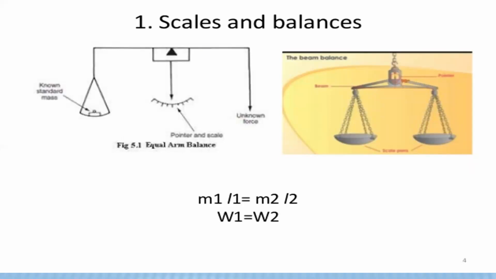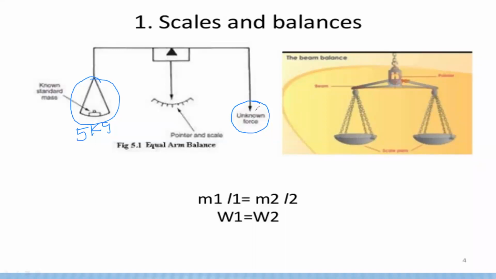Force or weight is indicated by making a comparison between the force due to gravity acting on a standard mass and the force due to gravity acting on the unknown force. That means I am taking one standard mass and one unknown mass. In that equal arm beam balance, it is a known standard mass. I know about this mass. Suppose it is 5 kg of mass. I don't know about this mass. It is unknown. The unknown means I don't know about this amount of mass.